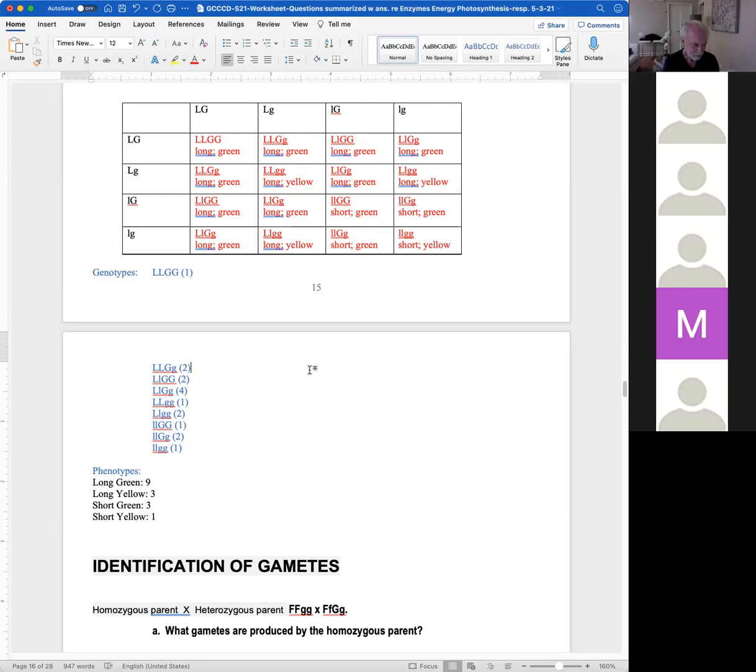Because a phenotype is a description. So we're going to look at the actual words, and it's useful to give them the numbers that you found. For instance, we would have had 9 long greens, 3 long yellows, 3 short greens, and 1 short yellow. Very typical when you're crossing heterozygotes like this, you'll see a 9:3:3:1 ratio in 16-box Punnett squares.